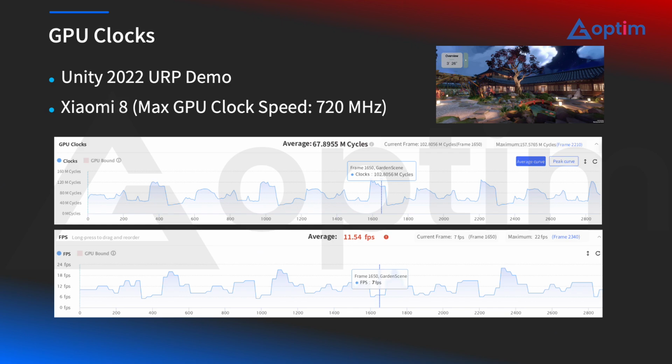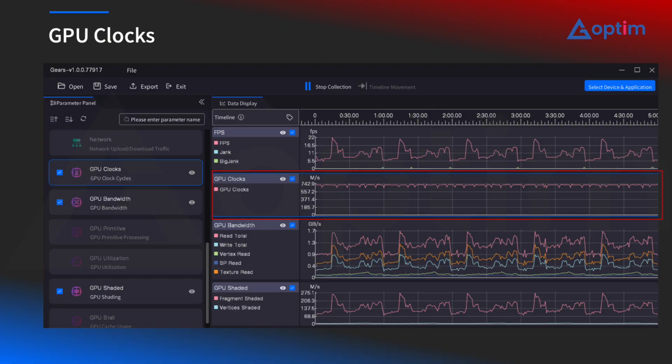But in this case, the scene already reaches over 100 M clocks, so it is clearly impossible to achieve 30 FPS. In our Gears tool, we also have a GPU clocks metric that is aggregated per second, while what we saw in God Online is measured per frame. If we convert it into a per-second perspective, we can see that the peak value is roughly around 720 MHz. In other words, from a per-second clocks perspective, it does not exceed the GPU's maximum frequency limit. From this chart, we can confirm that in this test scenario, the Xiaomi 8 GPU is essentially running at full load most of the time.